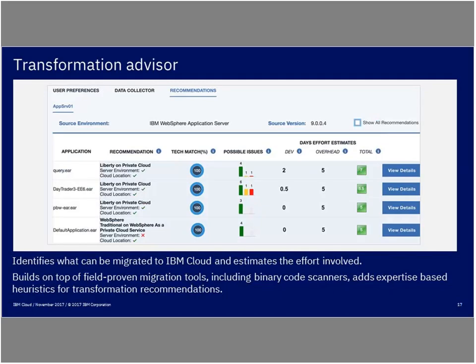Transformation Advisor. So this is a really cool one. As I said before, the tutorial will walk you through using this tool. But what it is, it's a three-step piece of code. When you run it up, it asks you for the directory of your WebSphere installation. So you tell it where your WebSphere is installed, you tell it the cluster and the applications that are installed in that WebSphere cluster, and then it will go through and analyze it. So you can see in this screenshot, we've found three: query, daytrader, PBW, and a default.